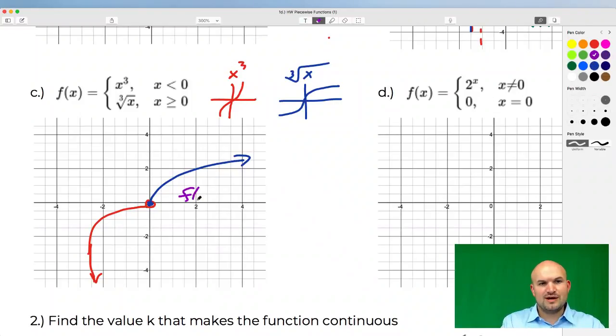If I evaluate for f of -1, that's -1 cubed, so -1 times itself 3 times, which equals -1.